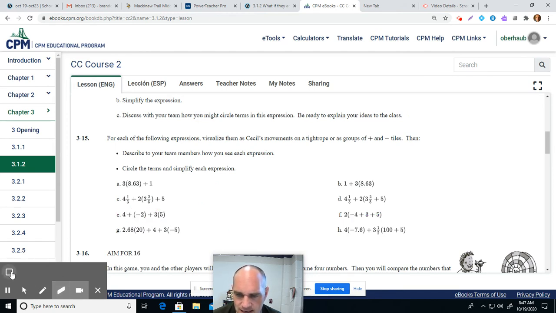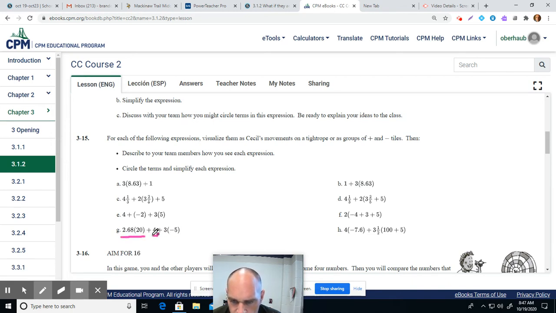All right, getting down to the last two. I'm going to circle my terms, so notice my plus signs. So that means that this is going to be a term, this is going to be a term, and that's going to be my third term. So let's simplify our terms. Let's see, 20 times 2.68. So 2.68 times 20. Well, I love multiplying with things that end in 0, so I put 0 in for a placeholder.